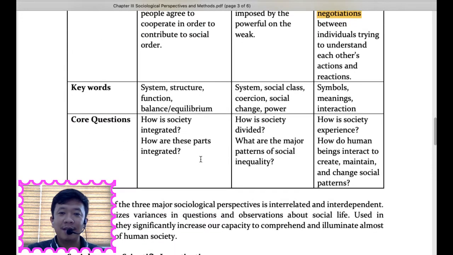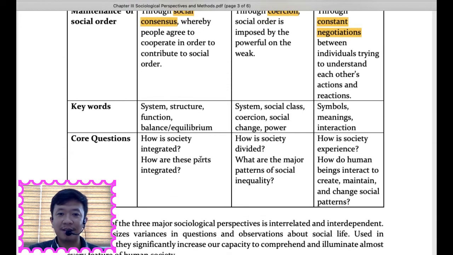Now, yung mga keywords na kailangang alalahanin sa mga iba't ibang perspectives na ito. For structural functionalism, you have the word equilibrium, the word structure, function. No? Kapag naman conflict, social class, coercion, yan, power, change. For ano naman, symbolic interactionism, meaning. Okay, syempre, interaction. Very important.